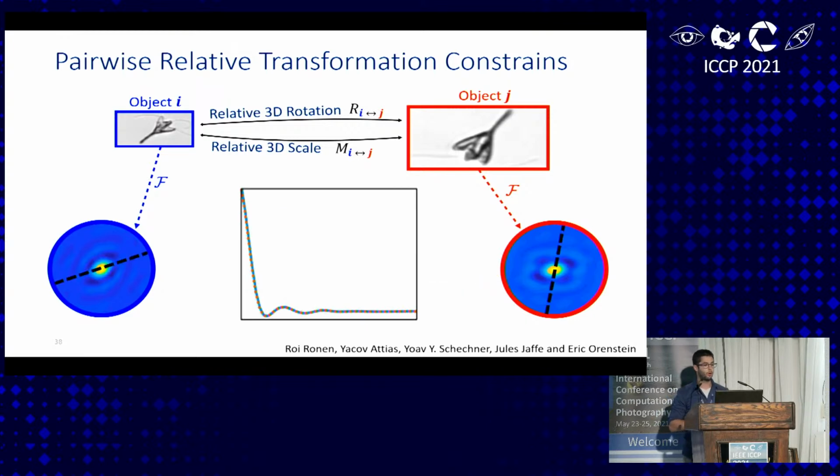For finding the common lines and the relative scale, every line pair between the images is correlated using varying scales. The angle of this line pair gives us a constraint on the relative 3D rotation between the two objects. This process is repeated for all image pairs, obtaining for all pairs the relative 3D rotations and scales.